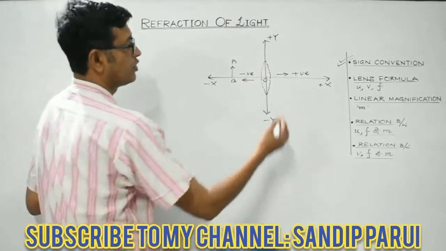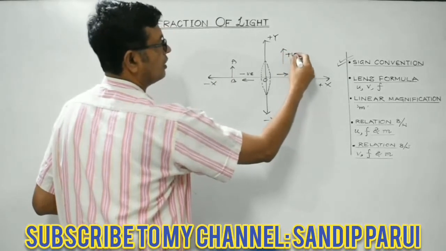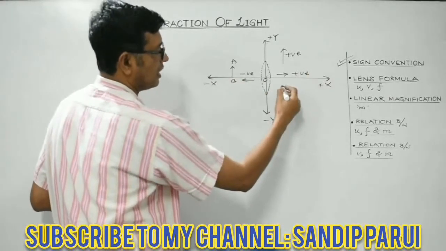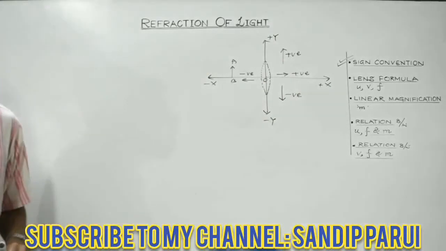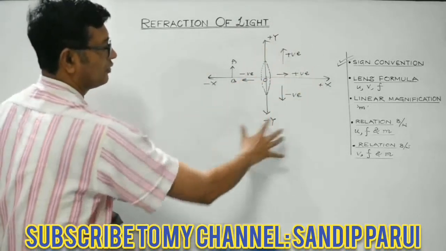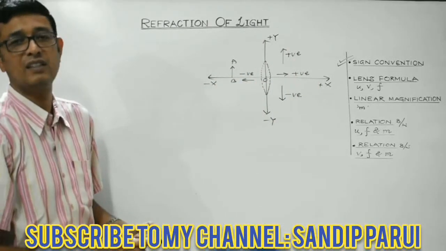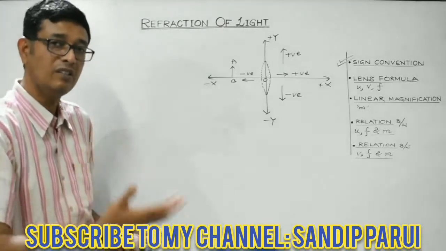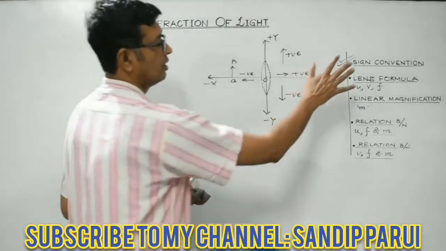A distance measured perpendicular to the principal axis in the upward direction will be positive. And a distance measured perpendicular to the principal axis in the downward direction will be negative. Now you can easily remember the rules. I hope with the reference of this particular coordinate system you will easily be able to remember the sign convention which we will be using while deriving articles as well as during numericals. Right? So that's about sign convention.